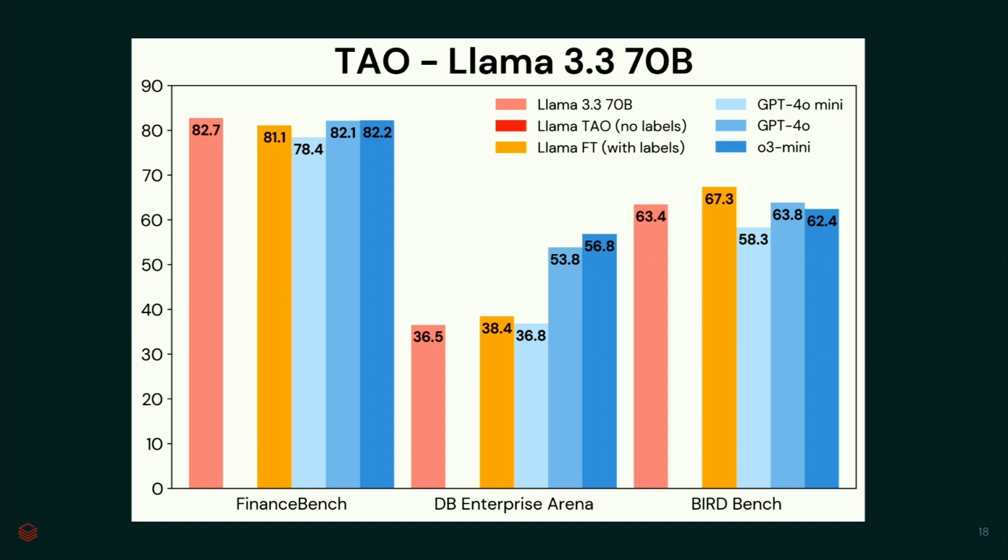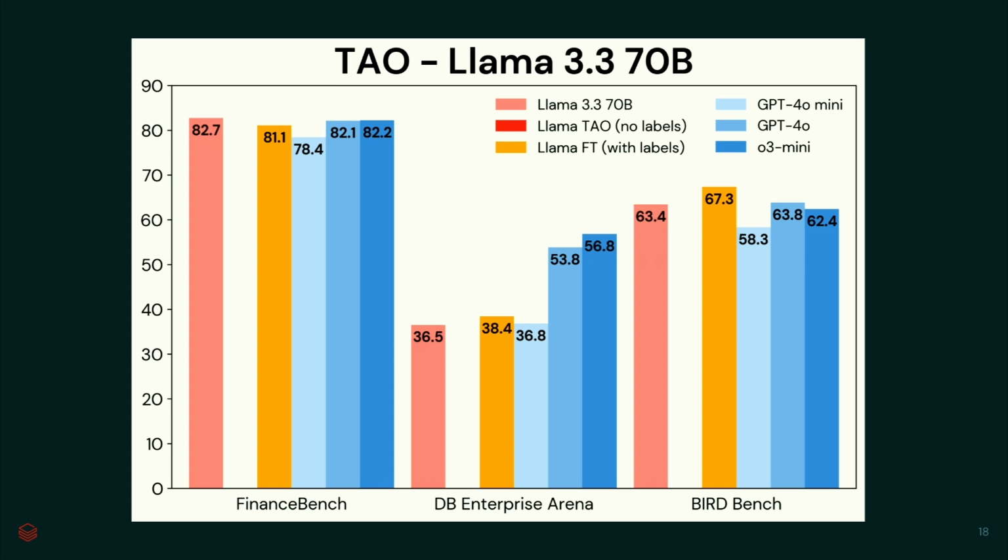So what we did here is we say, okay, let's say we actually do have these gold labels. We have enough data. We spent our time getting, let's say, 10,000 fine-tuned labels. It's not quite 10,000 for each of these bars, but let's assume we have a training set that we can use to fine-tune Llama 3.3 70B on the appropriate data for each of these very narrow domains. For Finance Bench, we had financial questions, answers, and the golden labels. Same thing for the Databricks Enterprise Arena and for BirdBench as well.